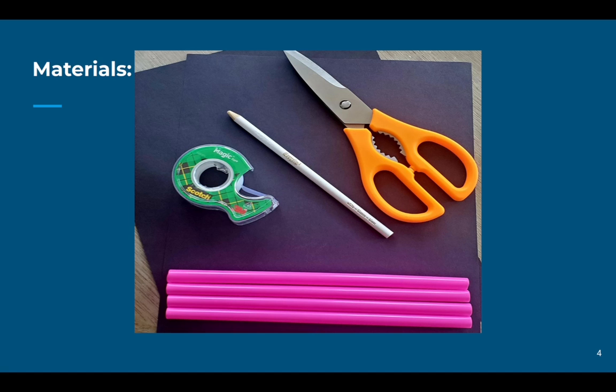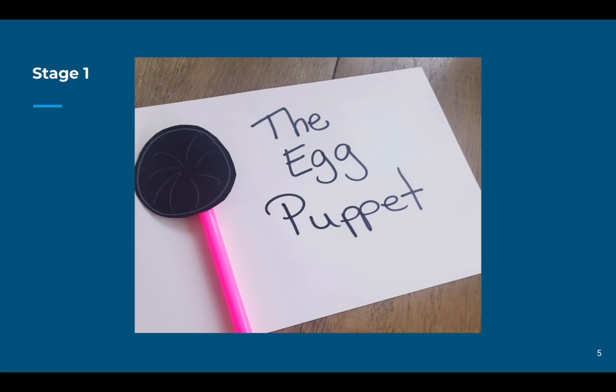So let's talk materials. Everything is located on the Makerspace art activity table. You're going to use some 8.5 by 11 sheets of black construction paper. You're going to use some tape, either a white crayon or a white colored pencil will do, some scissors, and some straws. Let's talk about stage number 1.